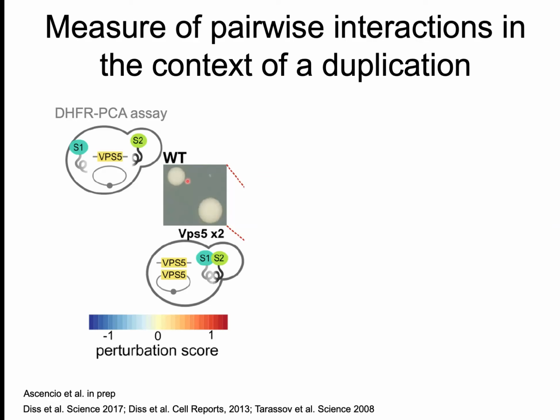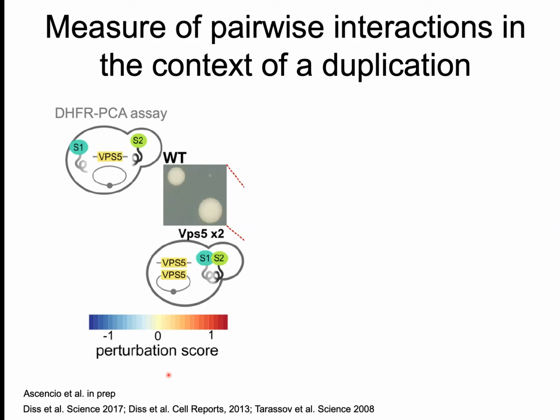So you see an example here of the strength of an interaction between two proteins in a wild-type background, and the strength of an interaction between two proteins in a background where we duplicated VPS5. You can see that the colony size is bigger, and we can measure those and infer changes in protein interactions. The way we measure changes in protein interactions is called a perturbation score. So this is a matrix that measures the changes in interactions. When the perturbation score is positive, it means that the interaction is increased, and when it is negative, it means that the interaction is decreased.